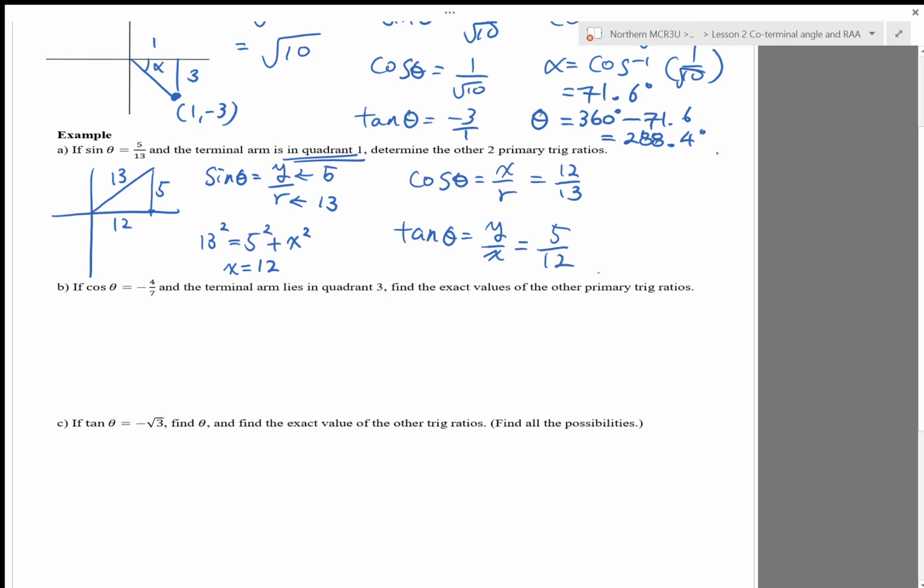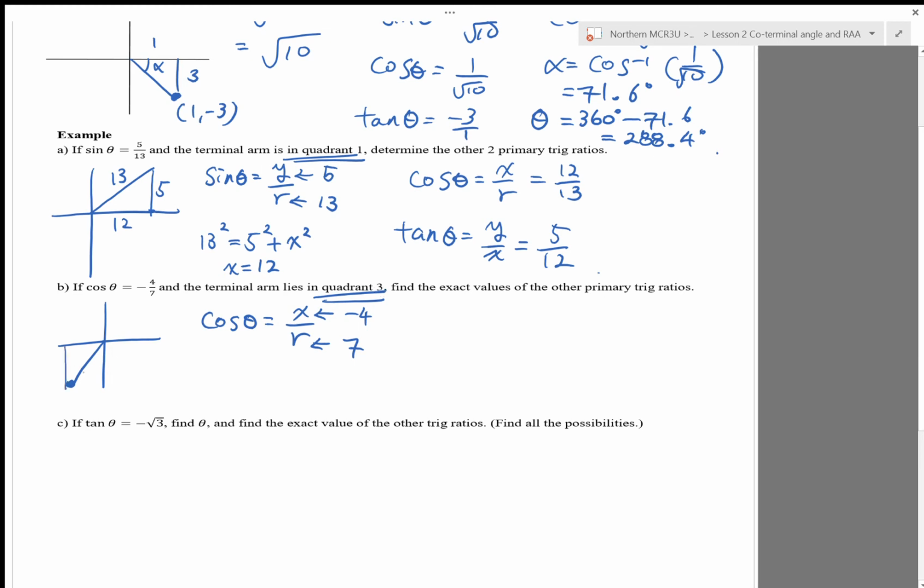Now it says cosine theta is negative 4 over 7. Now we don't know which number is negative, either 4 or 7, but it says quadrant 3. So it's in quadrant 3, and we know that cosine theta is x over r. So we know that x is negative 4, r is 7. Now r cannot be negative. Remember, r is just the length of the hypotenuse line, which is the terminal arm's length, so it cannot be negative, whereas x is a coordinate value, so it can be negative. So x is negative, and that actually makes sense, right?